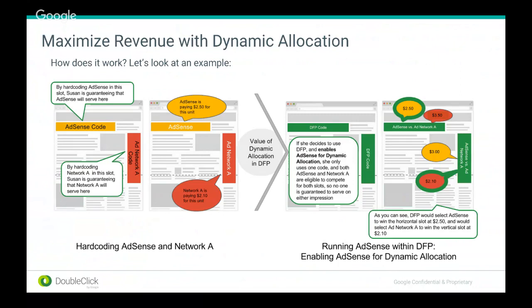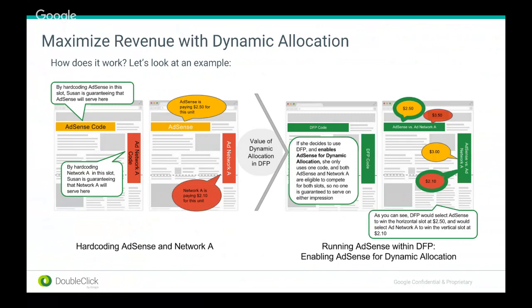One of the main benefits of using DFP and its dynamic allocation feature is that it allows AdSense to compete in real time with third-party networks such as Ad Network A for all the slots. With dynamic allocation, Susan only needs to implement DFP ad code on her pages. She needs to enable dynamic allocation in her DFP interface, and AdSense will compete in real time with third-party networks, as shown on the image on the right. But it's important to note that those booked network rates, so the eCPMs, don't necessarily reflect real-time performance from a network, but rather an average from their historical performance.